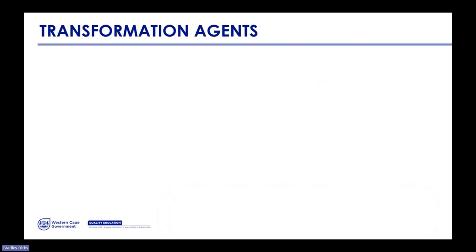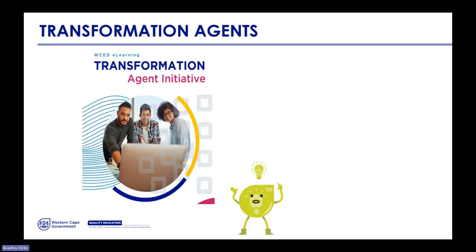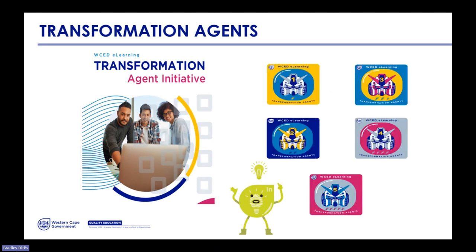Then, colleagues, our latest addition to e-learning, or a new term that we use these days, is transformation agents. The transformation agent has different levels, and you can become one by making contact with your e-advisor, and they will advise you on what you need to do to become a transformation agent at your school. So you will see on the screen, colleagues, there are different badges over there.